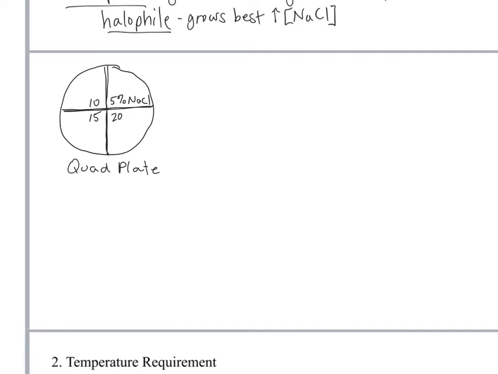If we were to really do this experiment best or control it, we would have an area of 1% salt, which is pretty close to physiological salt concentration. So we'd have a more isotonic area to have a positive control, just to make sure that our organisms are viable.